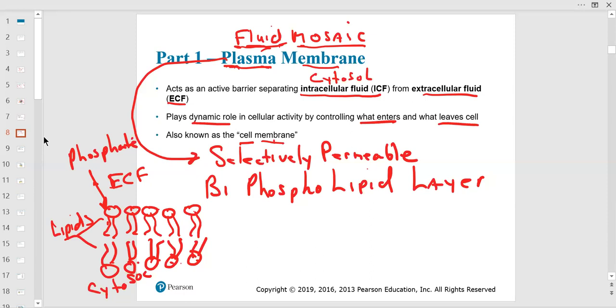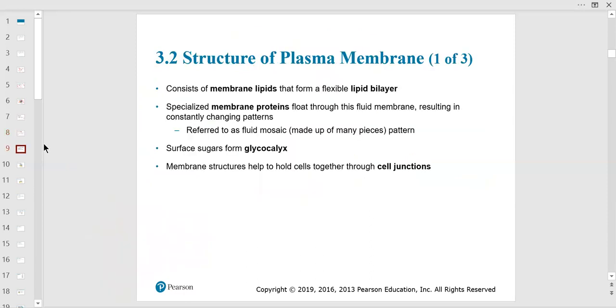Understood? So we'll see a lot of that as we go. So membrane lipids, it's a lipid layer. And like I said, it's mostly lipid. And then we're going to talk about all the proteins that are embedded. And it floats through this fluid membrane, in constantly changing patterns, which is what makes it fluid and a mosaic.